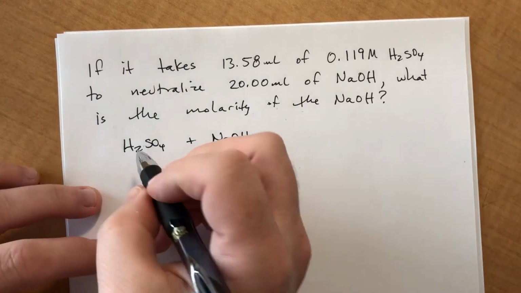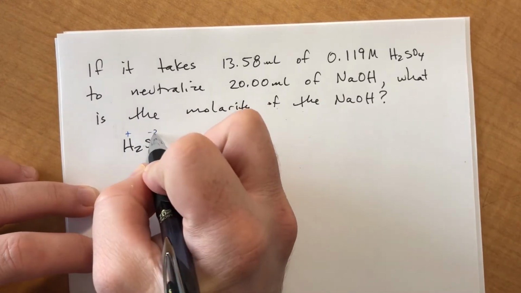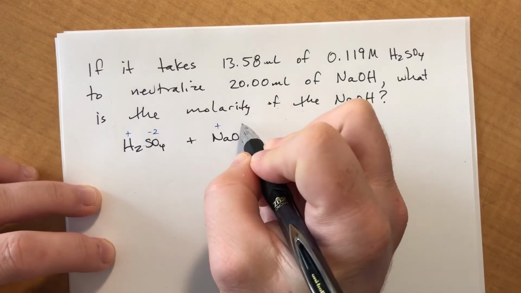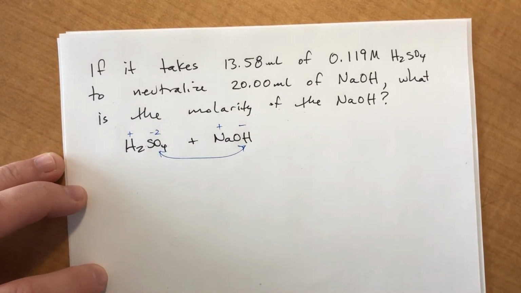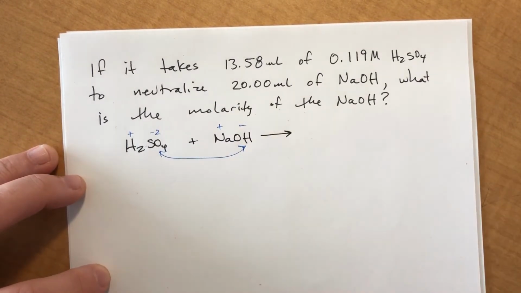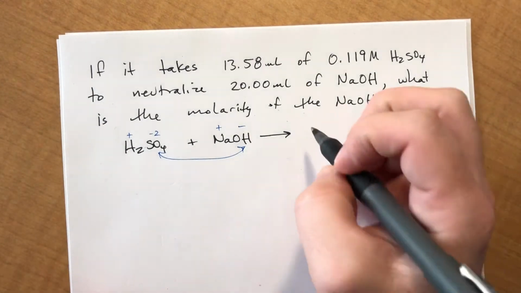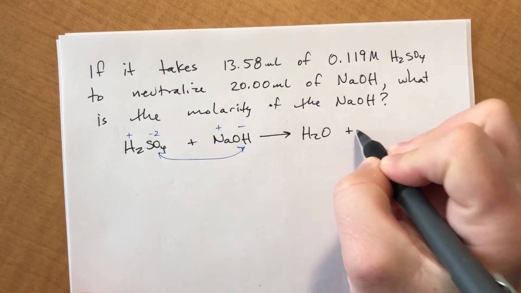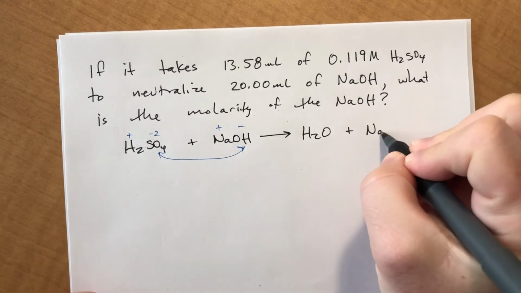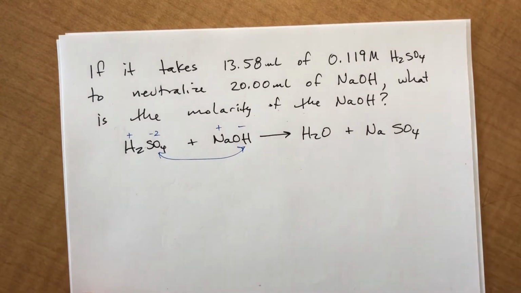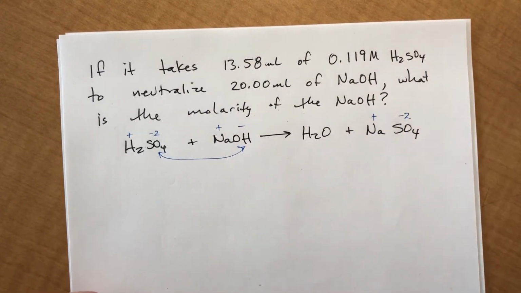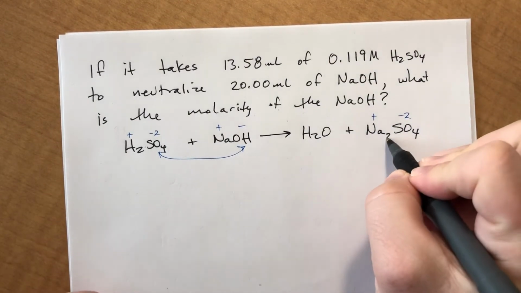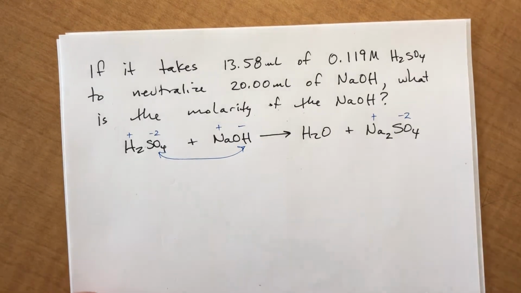Okay? Charges, H is +1, sulfate is -2, sodium +1, hydroxide -1. Switch the negatives like we usually do, as we have seen before. Then we're going to end up with H and OH makes water, and Na and SO4 is the other compound. The charges here, Na is +1, sulfate is -2, so we're going to need 2 of these to cancel it out. Water is inherently neutral.